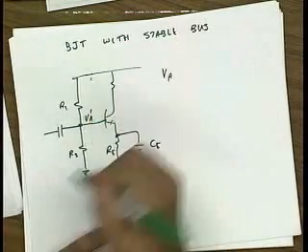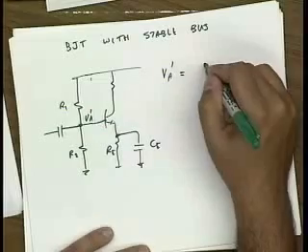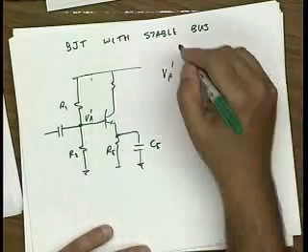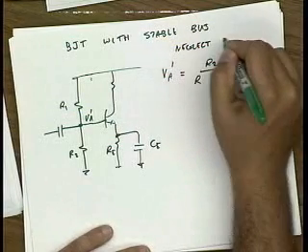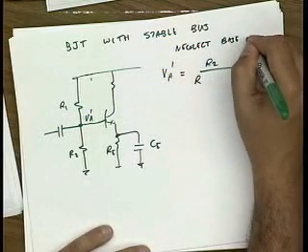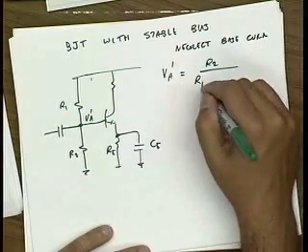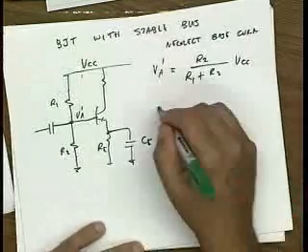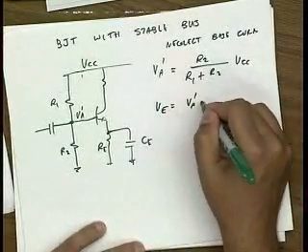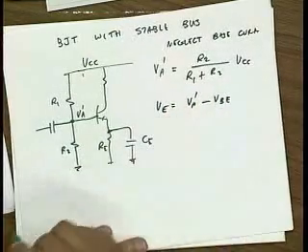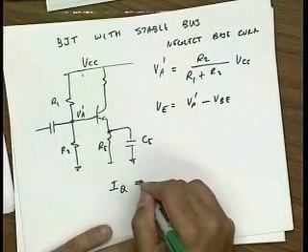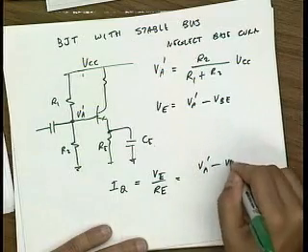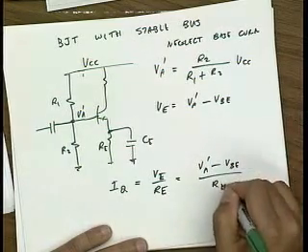So let me calculate the value of VA prime here. I don't know why I called it prime, but let's see why. This would give, neglecting base current, R2 over R1 plus R2 times VCC. Okay? And VE is VA prime minus VBE. And so then the collector current, IQ, is VE over RE, which is VA prime minus VBE divided by RE.